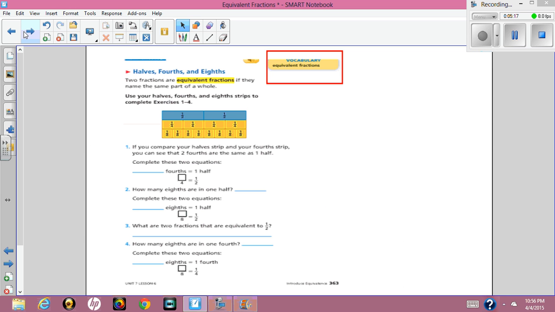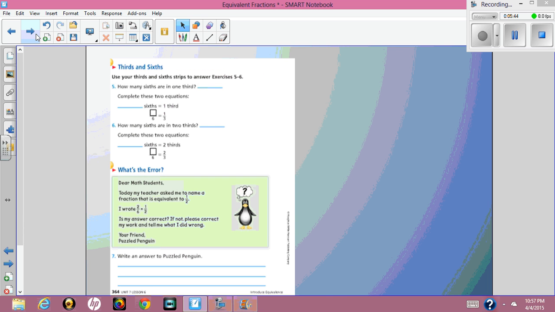Now, we already discussed that equivalent fractions are two fractions that name the same part of a whole. So we again are going to identify by comparing fractions which ones are equal and what is required to make them equal. How many parts or unit fractions. In addition, we're going to look at thirds and sixths, and we'll answer the question for our friend, the puzzled penguin.